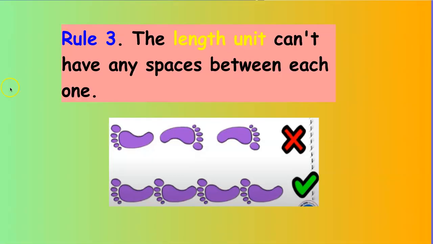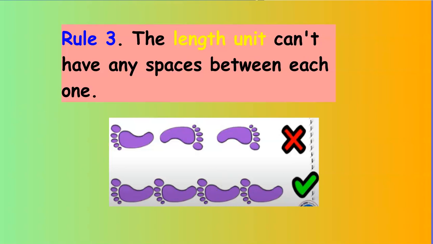All right, next, rule number three. The length units can't have any spaces between each other. Can you look at here? This is the feet. There is a space between, right? And here, there's another space. So this is wrong. You will not measure this way. You should measure in this way. When you put this one, put another one right after it. You measure. So this is right, measuring the length of the object.